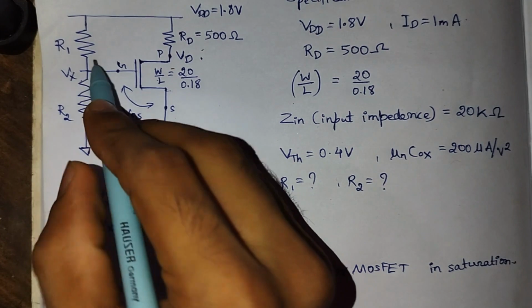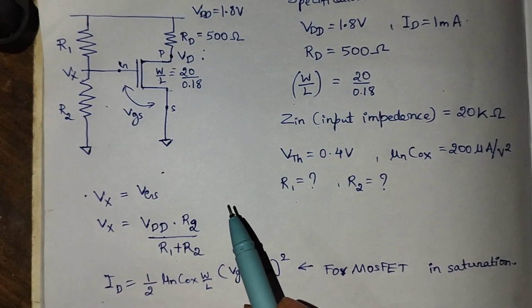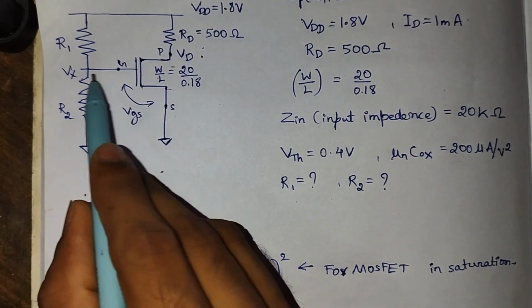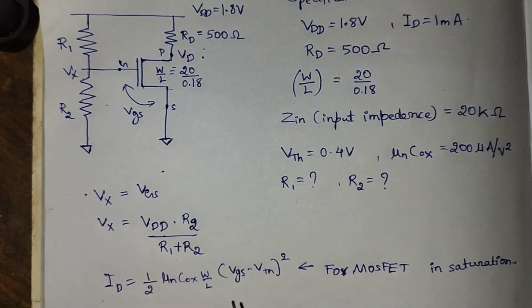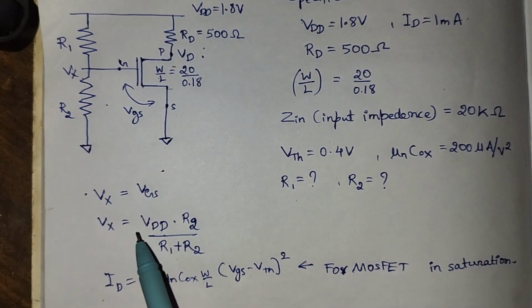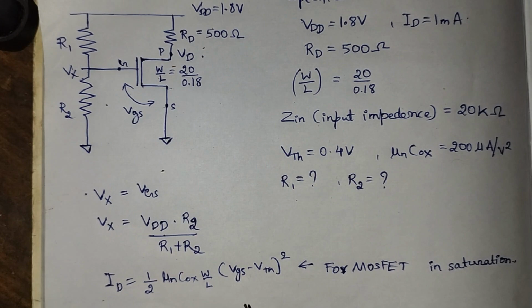Initially we will name this node as Vx and the drain node as Vd. Then we have to apply KVL to the input loop. Then we will get Vx is equal to Vgs. Vgs is the voltage difference between gate and source. Then Vx can be found from the voltage divider formula as VDD into R2 divided by R1 plus R2.